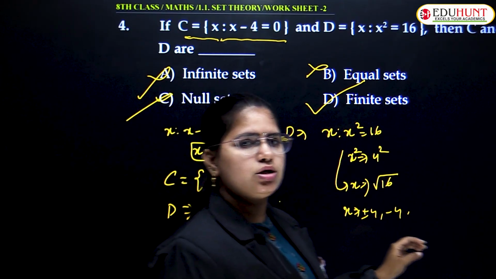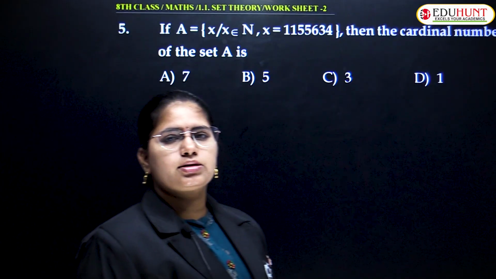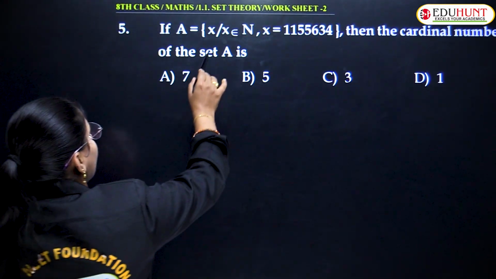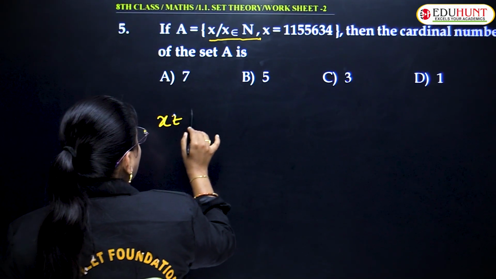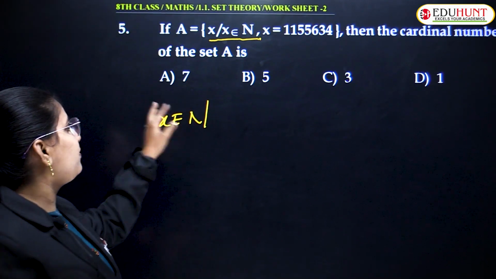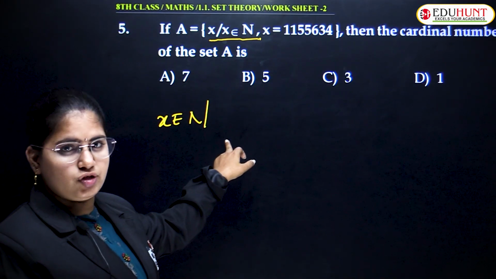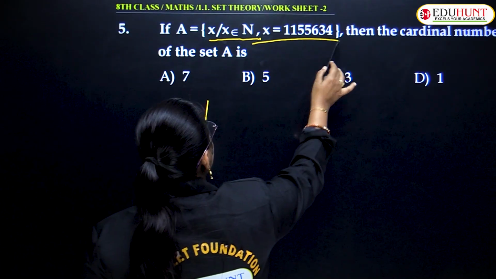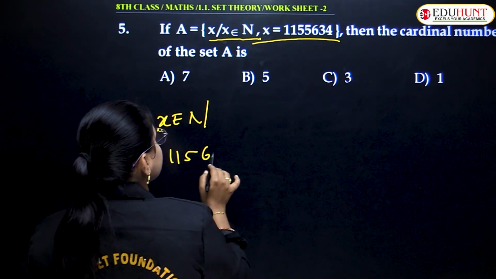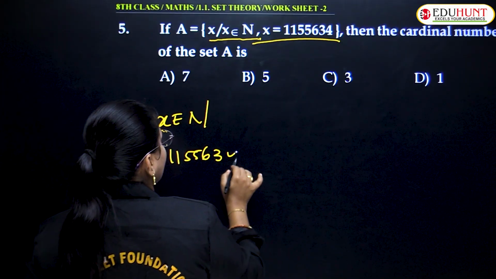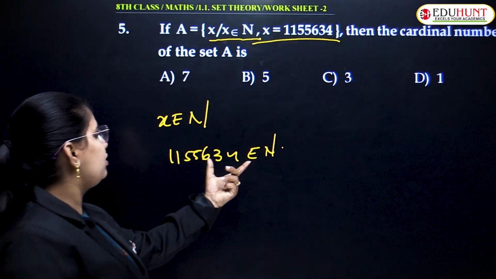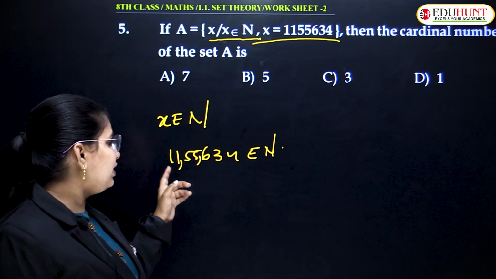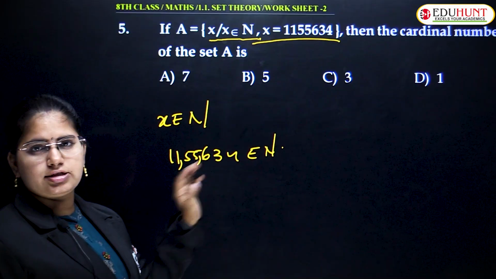Can I get back to the next question? Chalo. So what is my next question? If A is equal to {x : x belongs to natural numbers}, you have to take such an element that should be a natural number. What is that natural number? They gave you x is equal to 11,55,634. This is a natural number only, right? So this is completely a natural number.